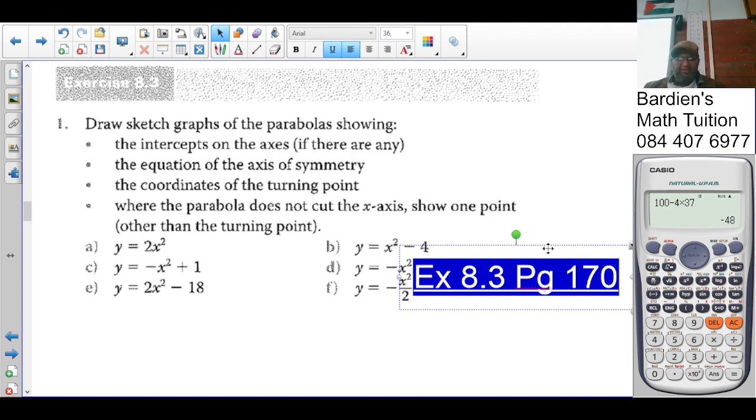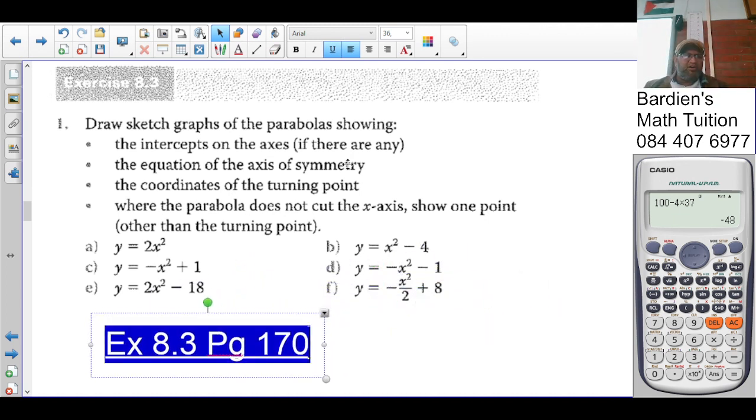70. Okay, so the question says draw the graph of the parabola showing the intercepts of the axis, the equation of the axis of symmetry, the coordinates of the turning point. Yeah?